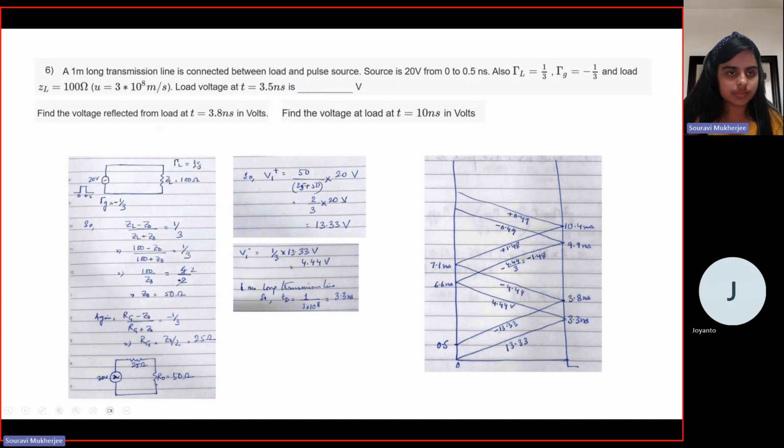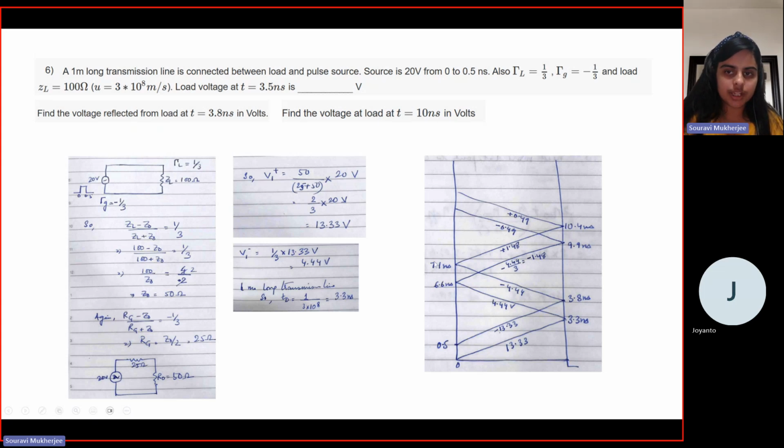Okay. Now the next part of the question says find the voltage reflected from the load at 3.8 nanoseconds. So this comes right away. What is the voltage that is reflected? That is minus 13.33 into 1 by 3, which is minus 4.44. So this is your voltage that is being reflected at 3.8 nanosecond. Now again, this part of this voltage will again reach the source end, and there'll again be a reflection from the source side, right? Now the question says find the voltage at load at t equal to 10 nanoseconds.